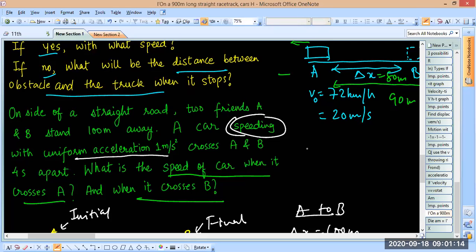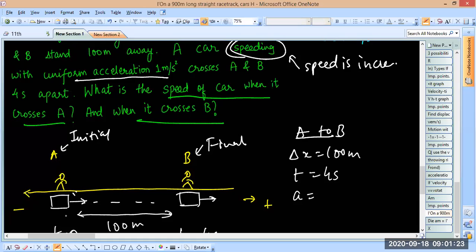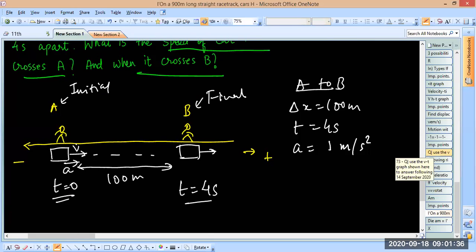Speeding means speed is increasing. So that means the acceleration is in the positive side, the same direction as velocity. So acceleration is +1. Please give me a couple of minutes more, then we will end this class. Now we want to find the velocity when it crosses A, that is, the velocity here.